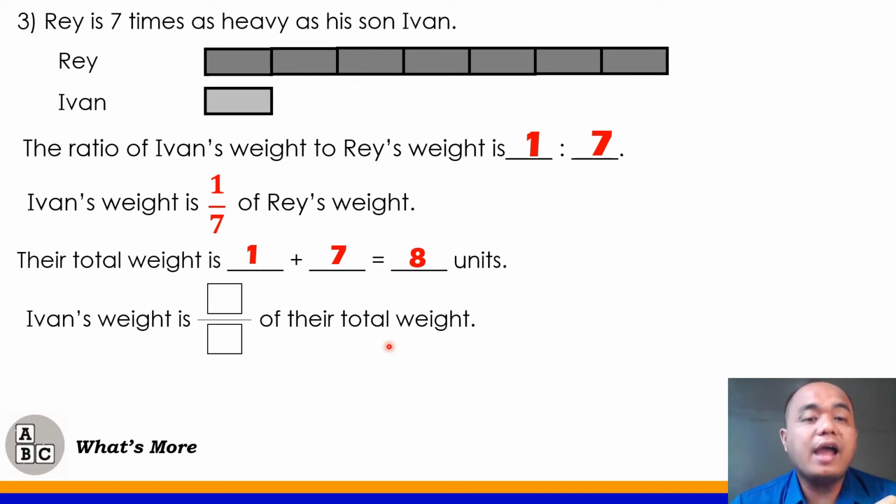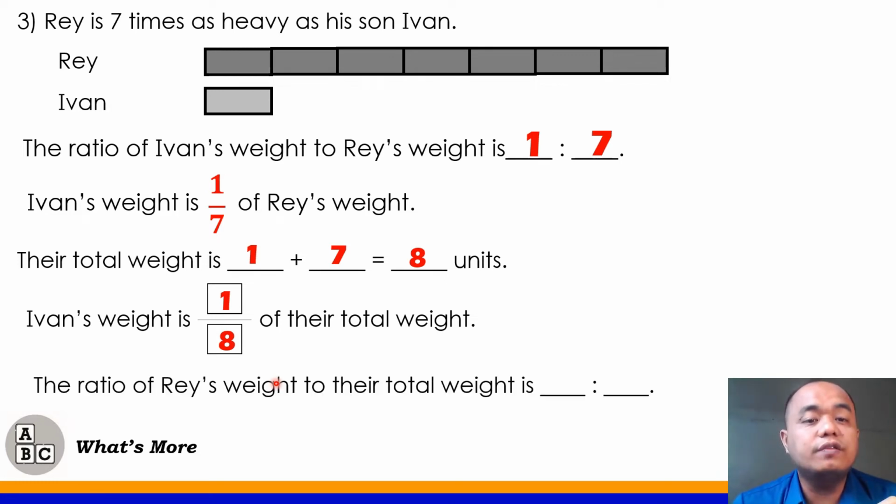Now, Ivan's weight is blank of their total weight. So, ikukumpara natin naman yung weight ni Ivan sa total weight nilang dalawa, which is 8 nga, di ba? So, yung first quantity natin dito ay still yung weight ni Ivan. Yung second quantity na yung maiba kasi that will refer to the total of their weights. So, ibig sabihin, yung tamang sagot dito ay 1/8. 1/8 lang ang weight ni Ivan kumpara sa total weight ng kanyang ama at sa kanya.